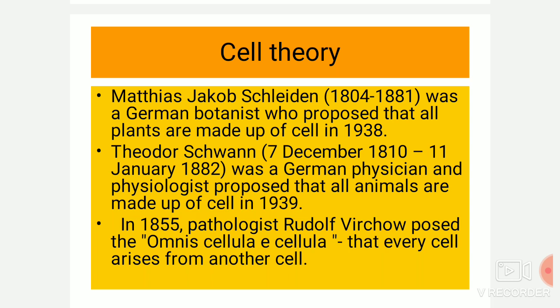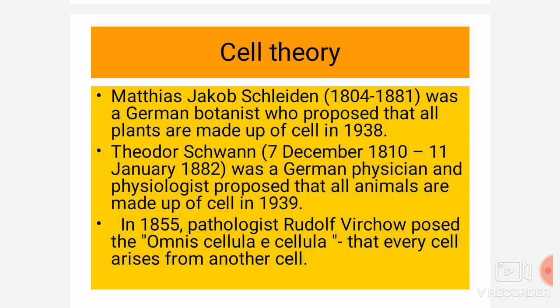So whatever animals there are in the world, they are made up of cells, and this statement was given in 1839. Then Rudolf Virchow proposed omnis cellula e cellula, that every cell arises from another, pre-existing cell. These three points were given by three different persons, and then they were combined and kept under a single category, the cell theory.